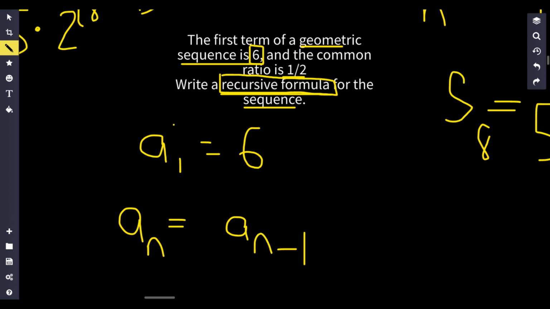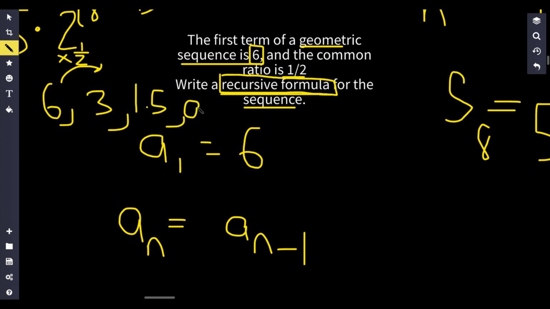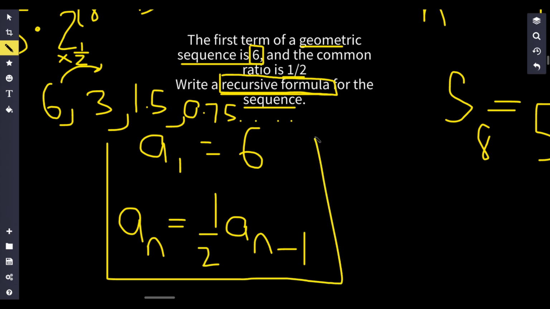To help you visualize this, let me write out the sequence. Our first term is 6, and we know our common ratio is 1/2. So I multiply 6 by 1/2 to get to my next term. It's going to be 3, then 1.5, then 0.75, and so on. Notice that to get from one term to the next, I have to multiply by 1/2. So to get from my previous term to the next term, I take my previous term and multiply it by 1/2. And that's going to be the recursive formula for this sequence.